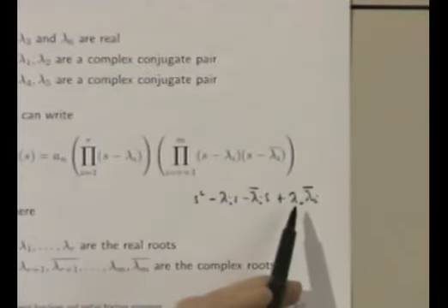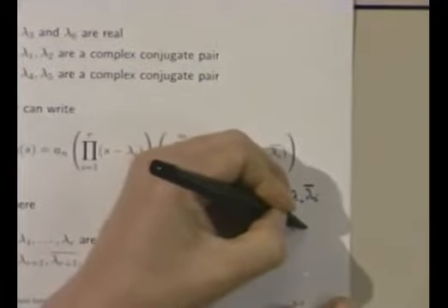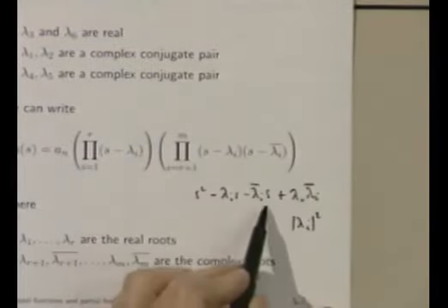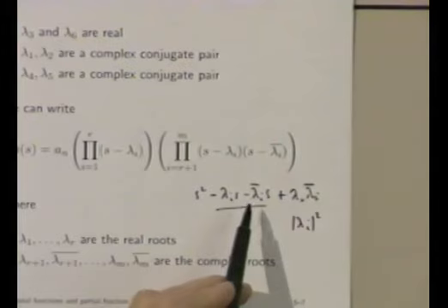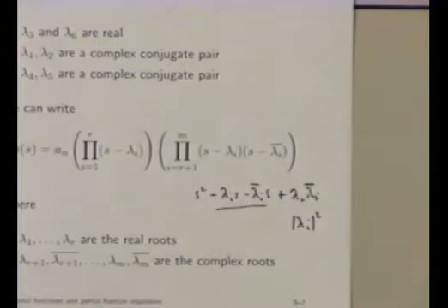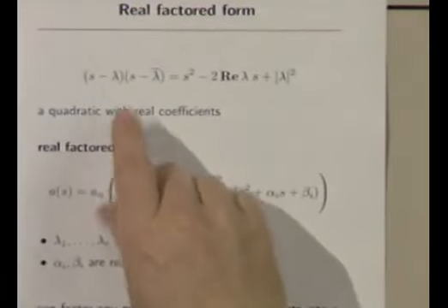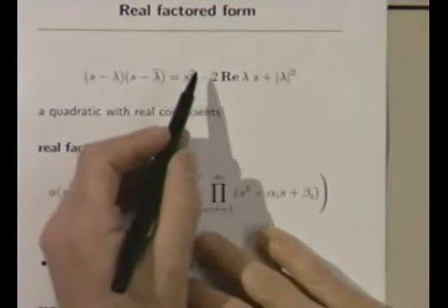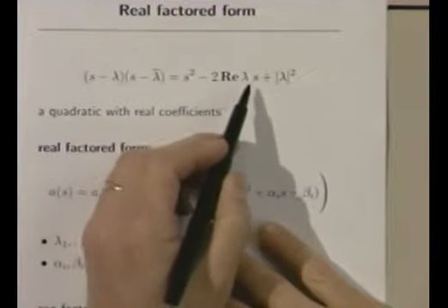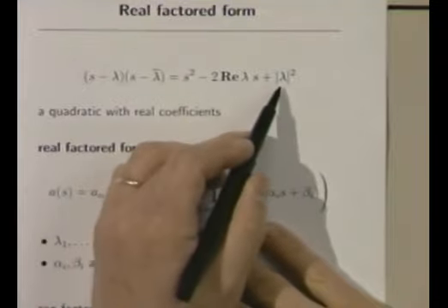Okay? Now, what is lambda_i times lambda_i conjugate? That's its magnitude squared. And when you have lambda_i plus lambda_i conjugate, that's twice the real part because the imaginary part cancels. And what that says is that those little quadratic terms can be simplified. You can write them as s squared minus twice the real part times s, plus the magnitude of lambda squared.